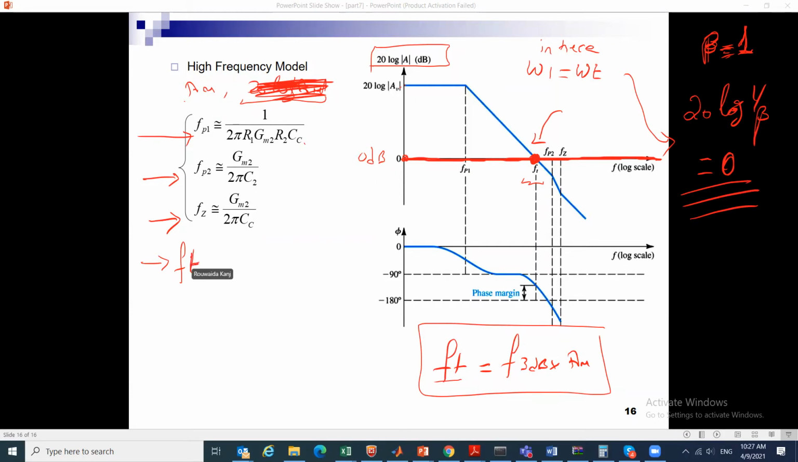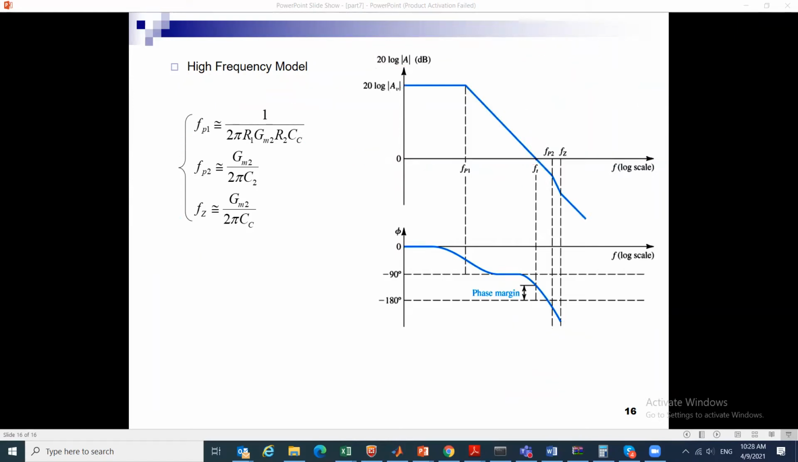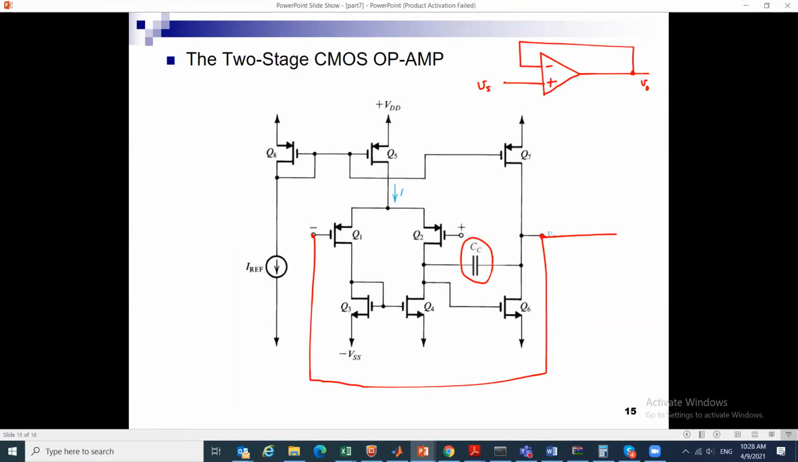Great. Now, what do we want in this specific design? They require that ft be smaller than fp2 and fz, so that it remains in the minus 20 dB per decade. Let us look at this example. Let me look at the equation and ask a couple of questions.